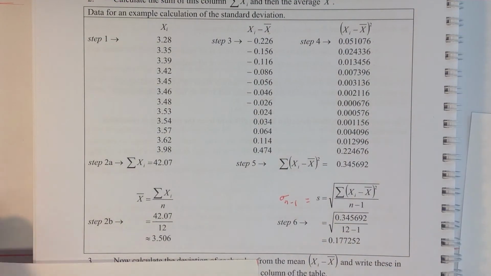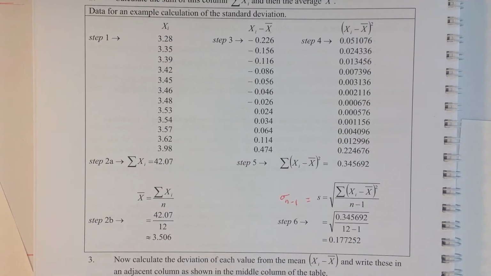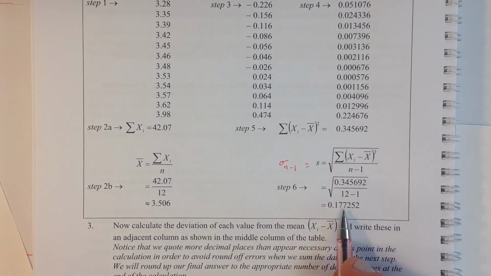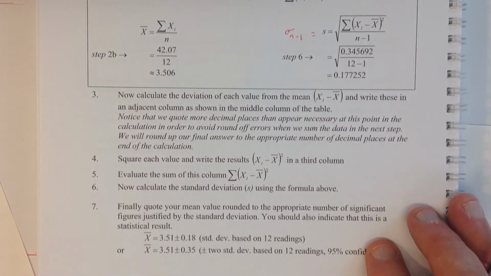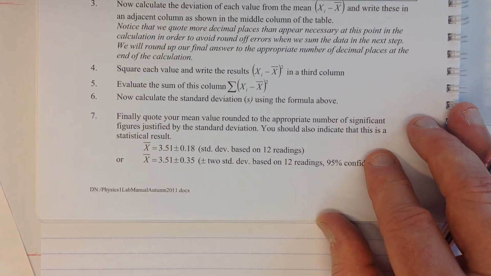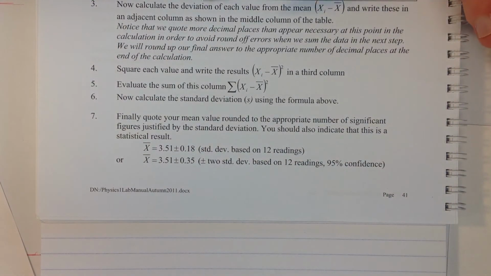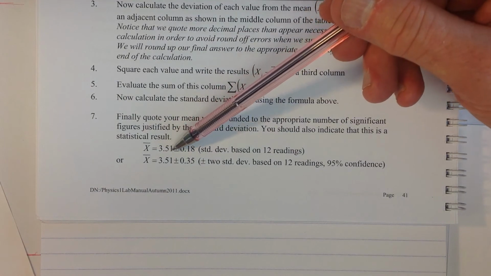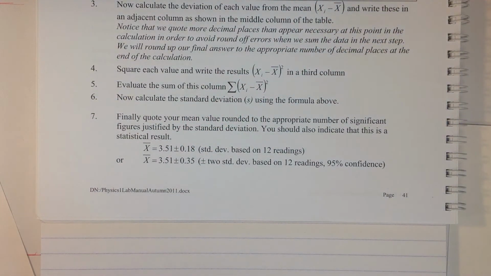Calculating that right through, we end up with the final value of the standard deviation of this set of numbers to be 0.177. So, looking at all of that and rounding it up, let's have a look at the final values down here. In the first instance, the average value is to 3 decimal places, all the data is to 2. Let's round that to 2 decimal places now. At the end of the calculation, I write 3.51.